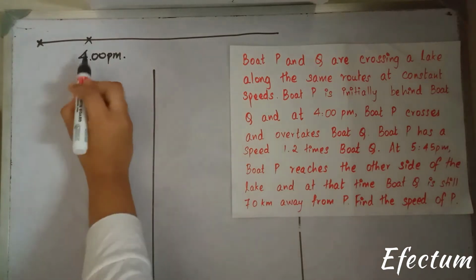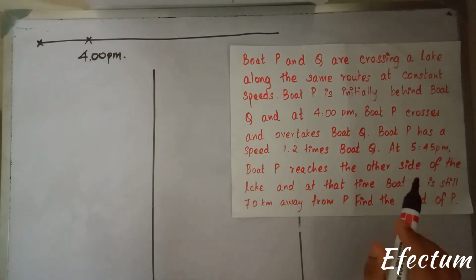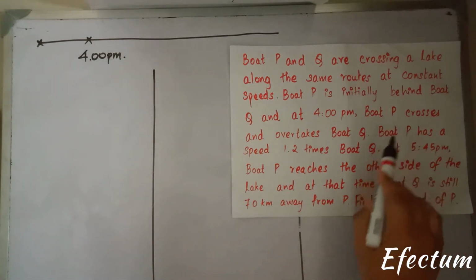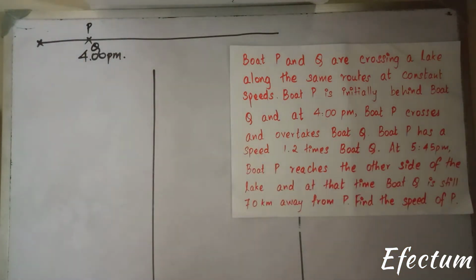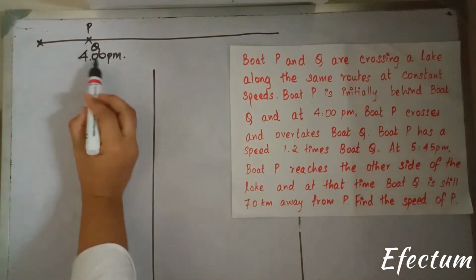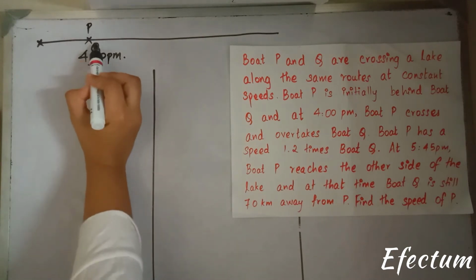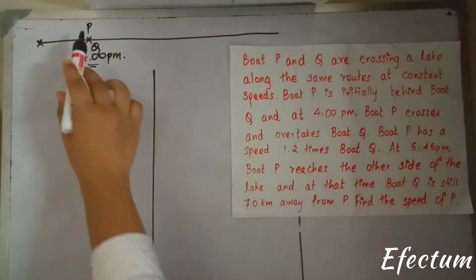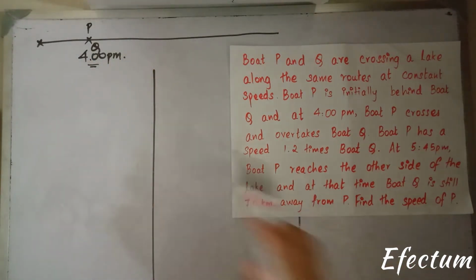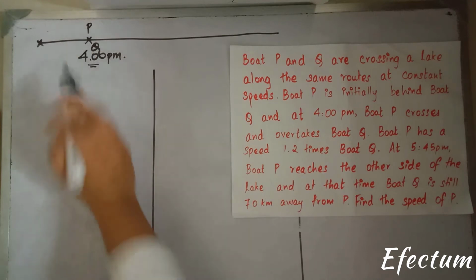So this is at 4 p.m. And what happens at 4 p.m. is that P crosses Q. Now the question states that the boats cross each other. So what does that actually mean? It means that at this particular time, P and Q are at the same spot. If they're crossing, then they have to be at the same spot, and then one of them has to leave faster, right? So at 4 p.m. P and Q are at the same spot.